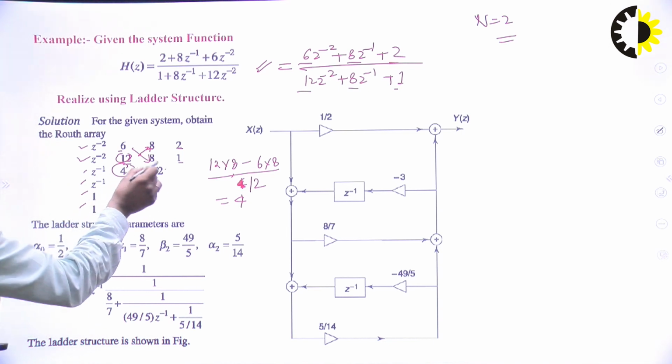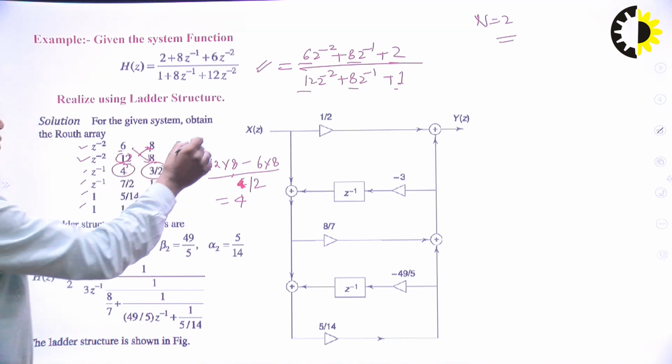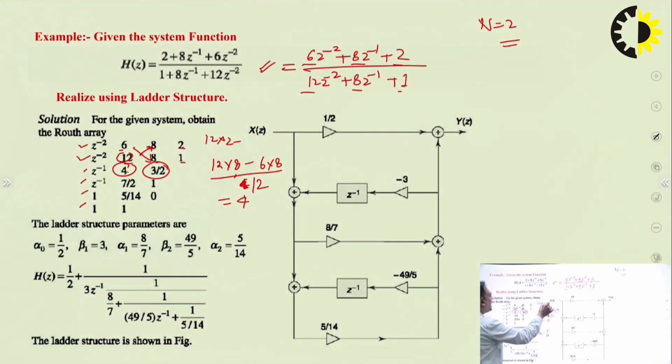Now how will we obtain this value? 12 into 2 minus 6 into 1, upon 12. So this will become 18 by 12. It means 3 by 2. So we will get this value.